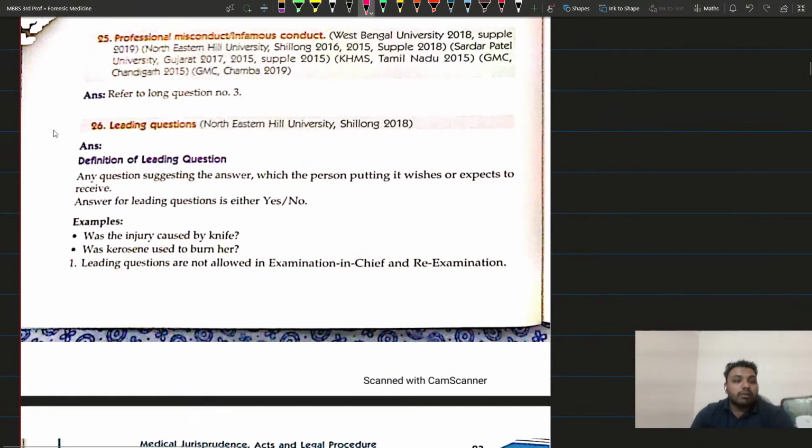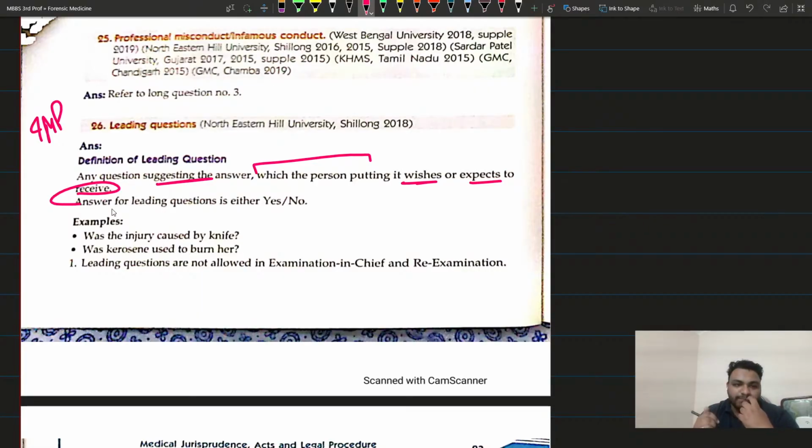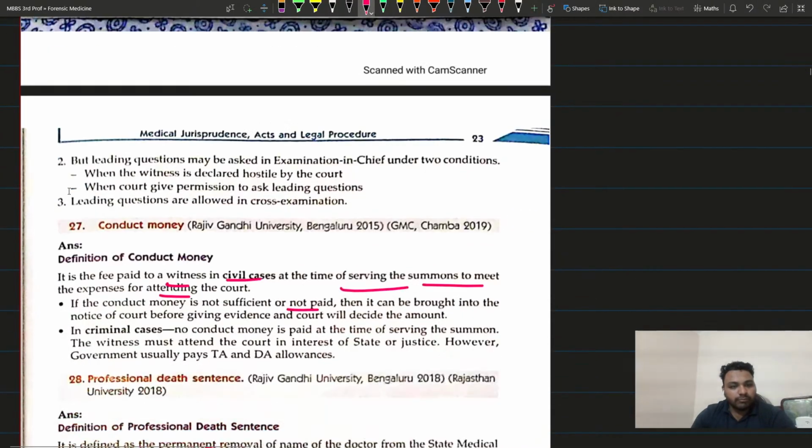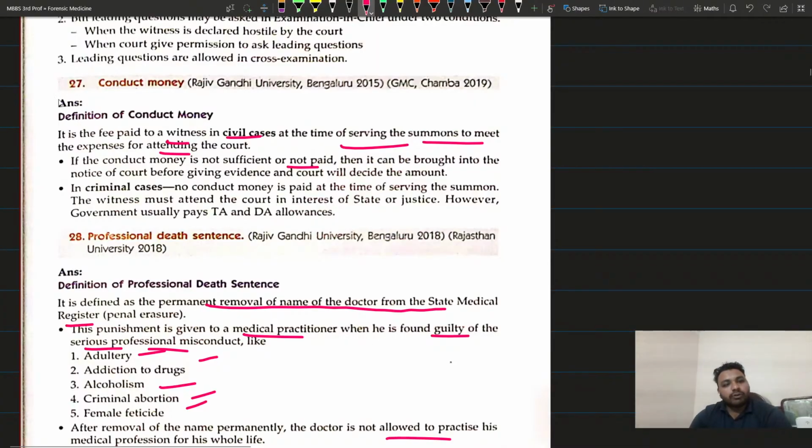Now, leading question can be an important question. Any question suggesting the answer which the person putting it wishes or expects to receive. The answer to a leading question is either yes or no. It's not 'okay, fine'; it's yes or no. Did you commit the murder, yes or no? Did you see the murder happen, yes or no? Did you see this person committing a crime, yes or no.